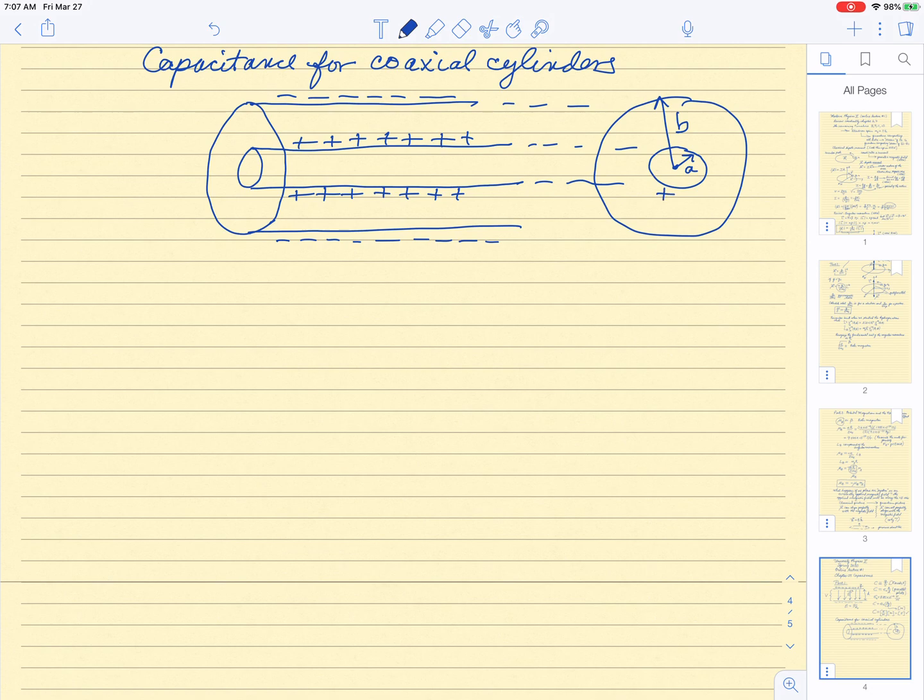Again, the inner conductor is positively charged and the outer conductor is negatively charged. And we can ask the question: what is the capacitance of this coaxial cylinder arrangement? So let's begin to address that. We can talk about a relevant length of that coaxial arrangement, and let's just write that down.